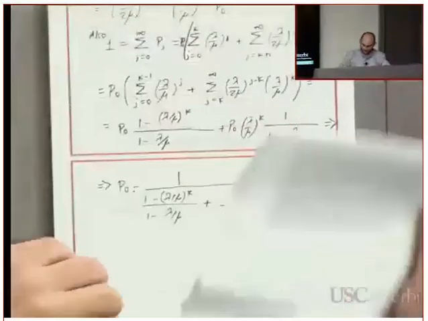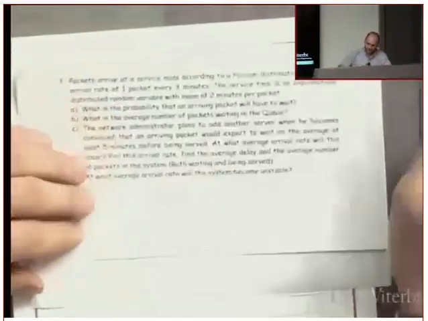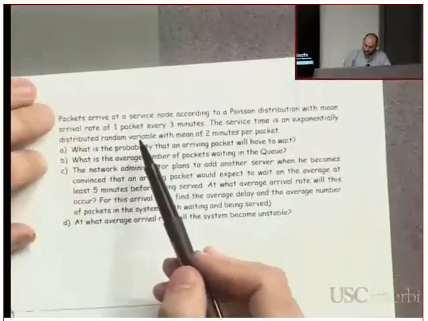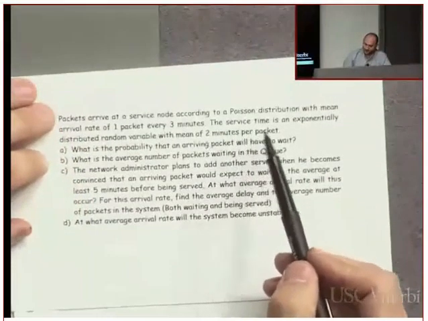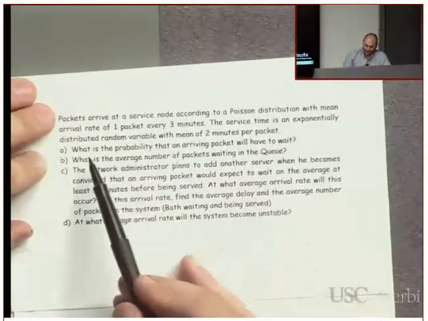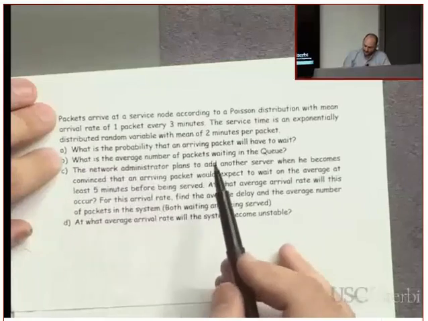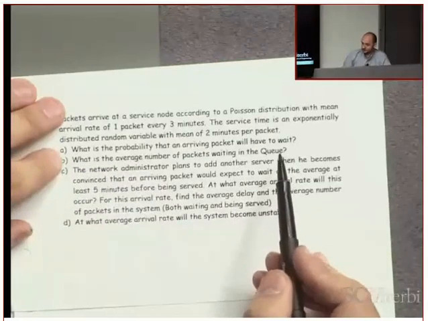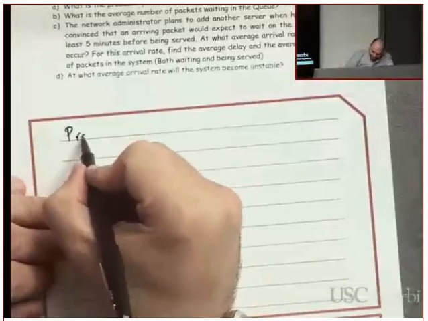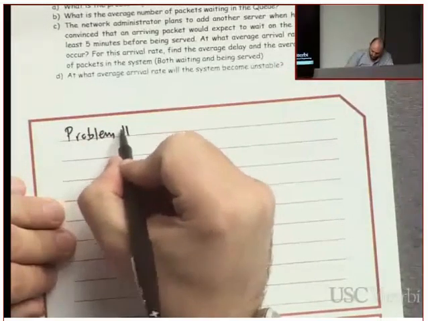So problem number 3, the last one. Packets arrive at a service node according to a Poisson distribution with mean arrival rate of 1 packet every 3 minutes. The service time is an exponentially distributed random variable with mean of 2 minutes per packet. The first question is, what is the probability that an arriving packet will have to wait? And then we'll continue with the next while we're solving it to save time.